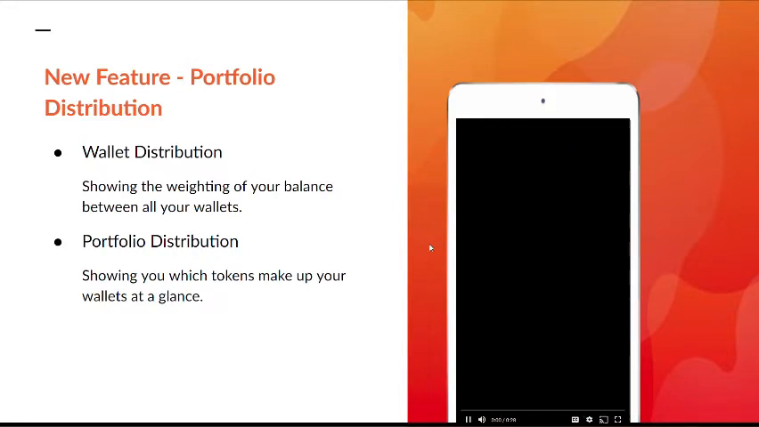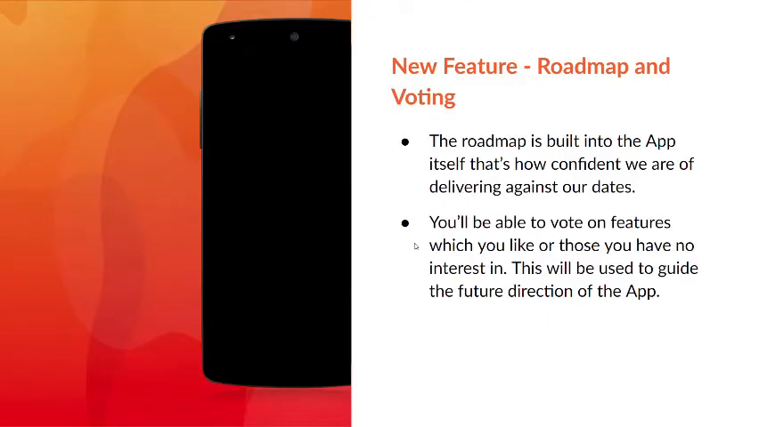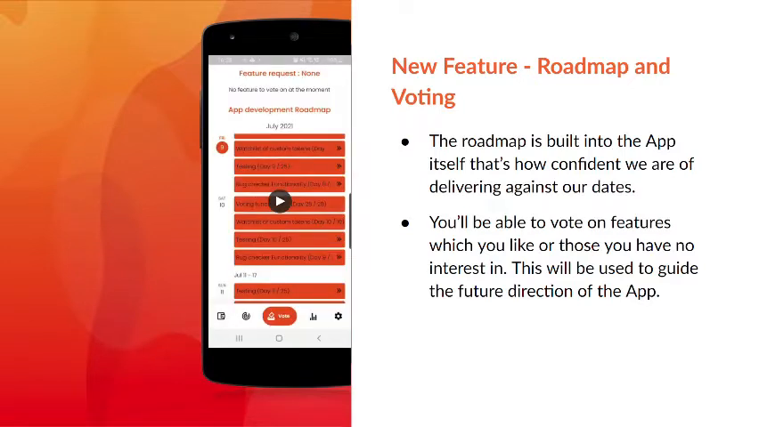I use it myself. And the last feature that we're going to show you today is the roadmap and the voting feature that is within the app. Now, you'll have seen our roadmap if you've been following our project. It is on our website, and if you haven't seen it, do go and have a look at it. It's extremely detailed, and it's setting us quite tight targets that we're hoping to meet.